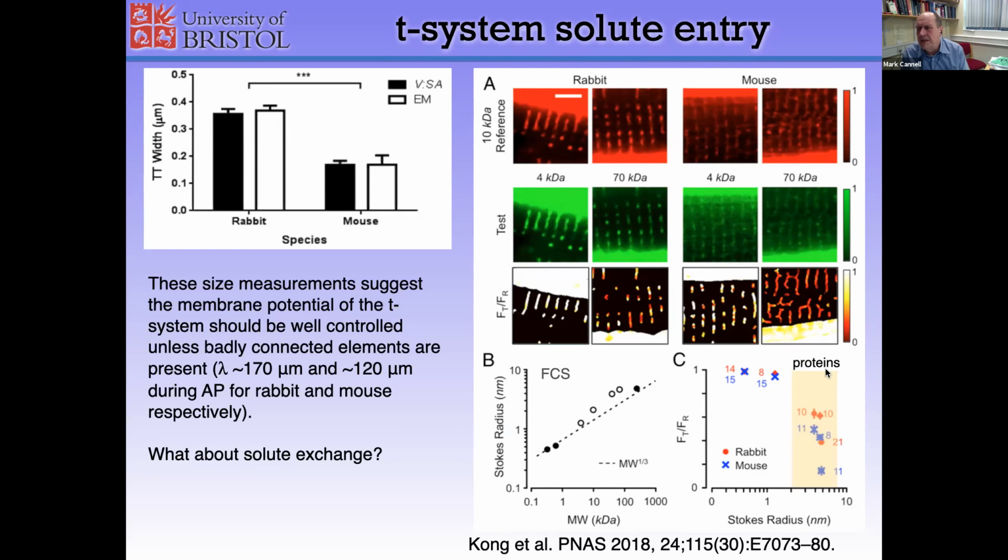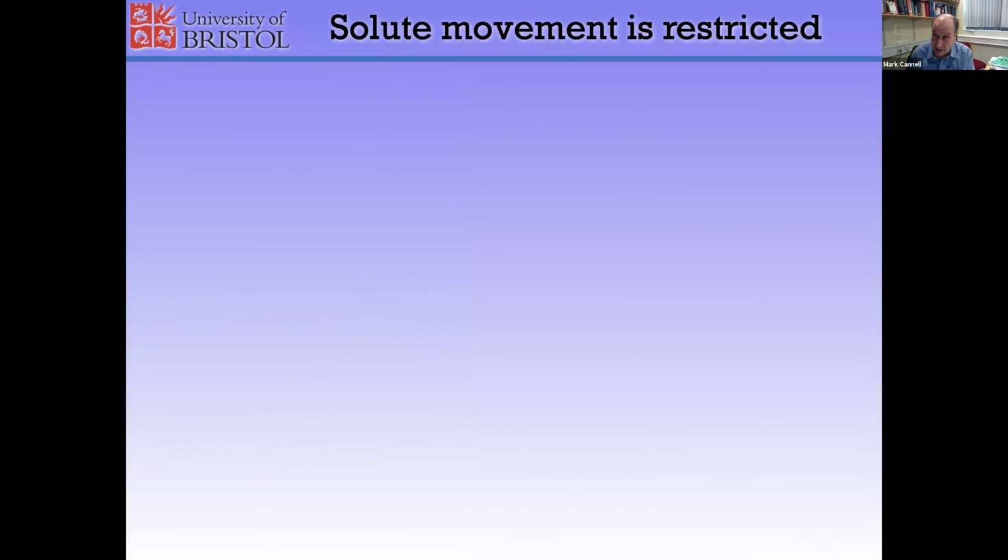So proteins would tend to be apparently excluded from the t-tubule lumen, which is actually a little bit of a surprise because the radius of the proteins here is less than 10 nanometers, but the t-tubule radius is about, or width is about 300 nanometers. So something is restricting the entry of proteins perhaps into the t-tubule lumen, and we don't know quite why that is.